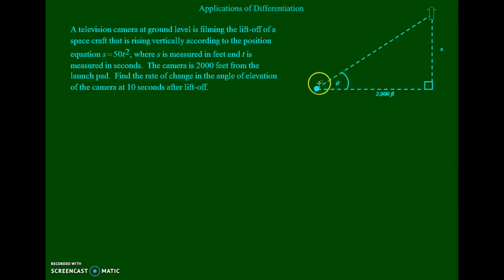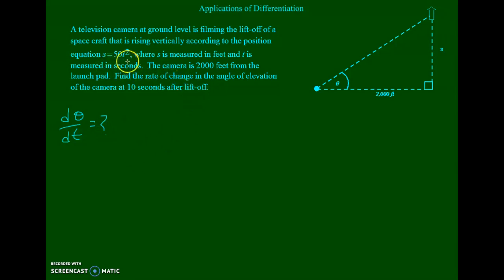This is the location of the camera. It's 2,000 feet from the launch pad. This is the spacecraft lifting off, and this is S, the height above the ground. So let's go ahead and start characterizing our values and see what we can figure out. Now what we're looking for in this problem is the rate of change of the angle of elevation. So we're looking for the change in this theta value here. So it's actually going to be d theta dt. So the change in theta per unit time is what we're looking for.